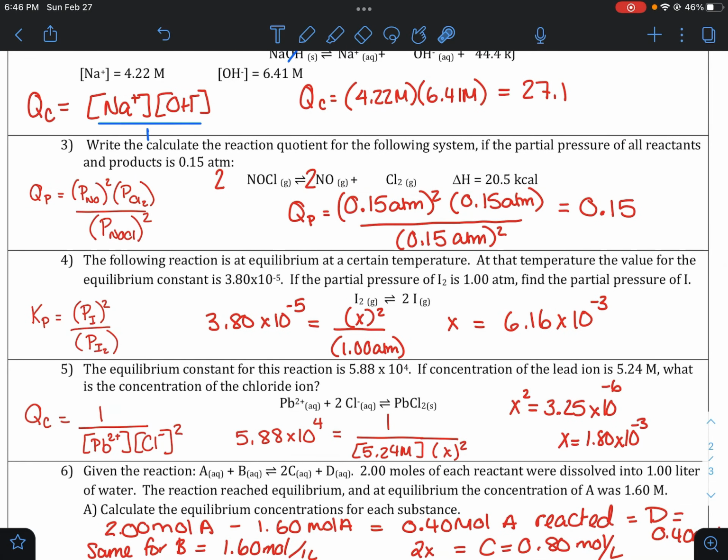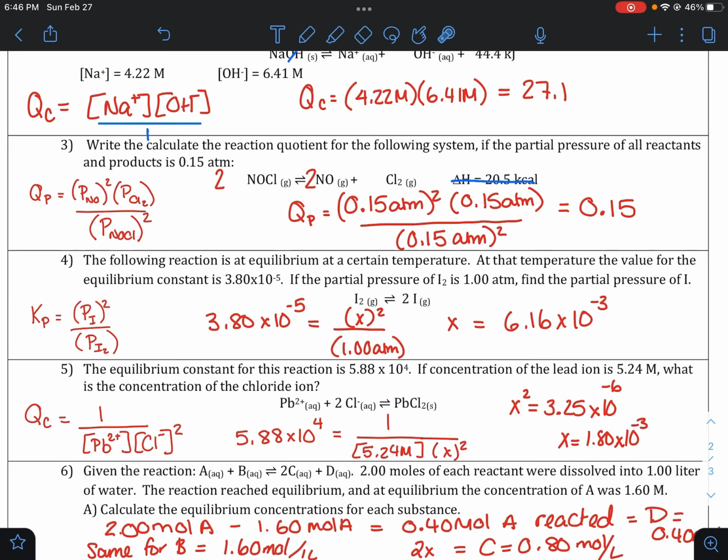Okay, if all the partial pressures of the reactants are the same, and the same for the products. Okay, so number 1 here, balance the chemical equation. We need a 2 and a 2. Okay, number 2, we can ignore this delta H value because it does not play any role in our calculation of the reaction quotient.